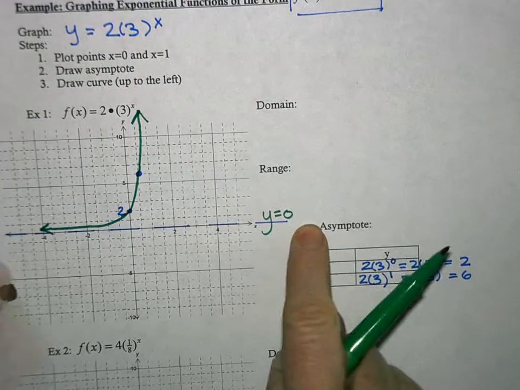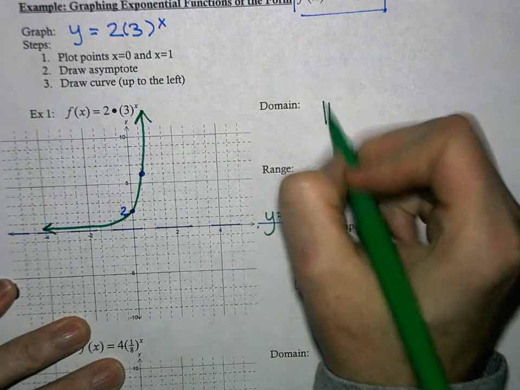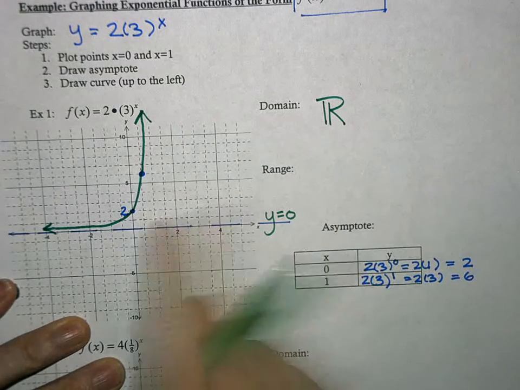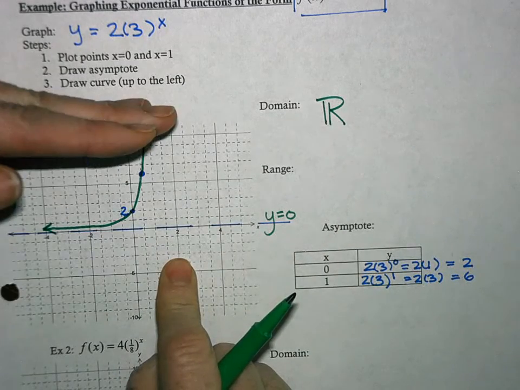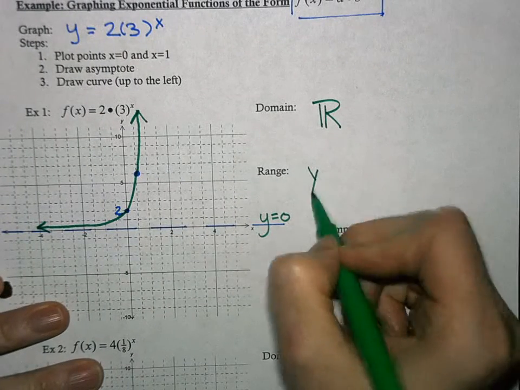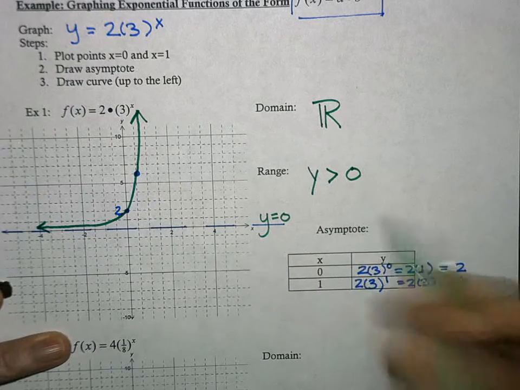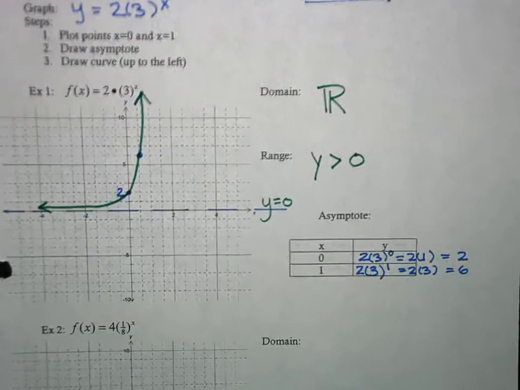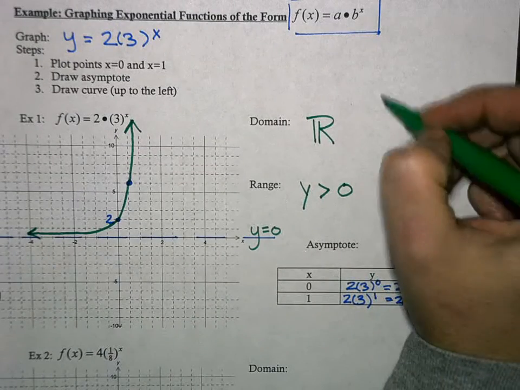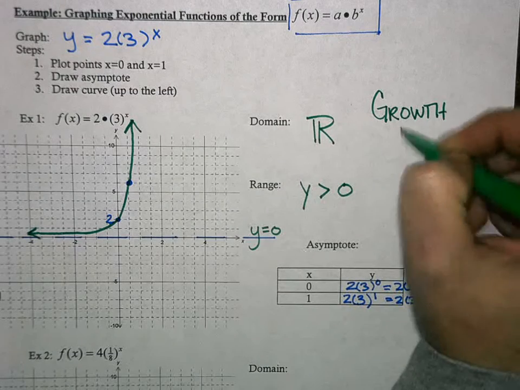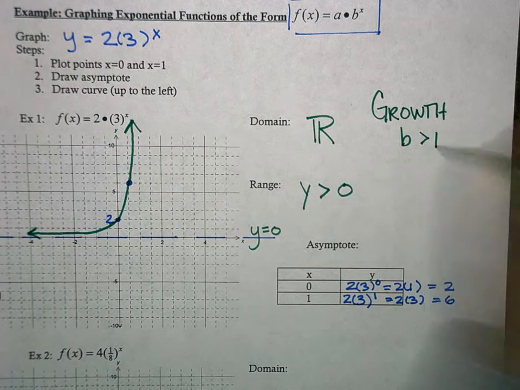Okay. What is the domain of the function? Where does the graph exist on the x-axis? Well, all real numbers, because it goes on forever in this direction. What is the range? Where does it exist on the y-axis? y is greater than 0, not equal to 0, just greater than. All right, that's all there is to it. Let's do it again. Now, one thing we noticed, let's label it: this is a growth function, right? Because b is greater than 1.